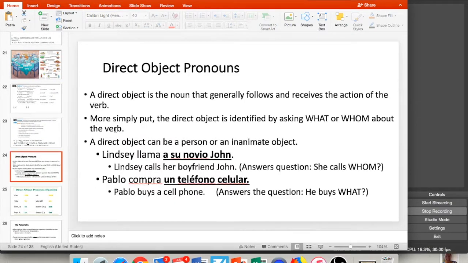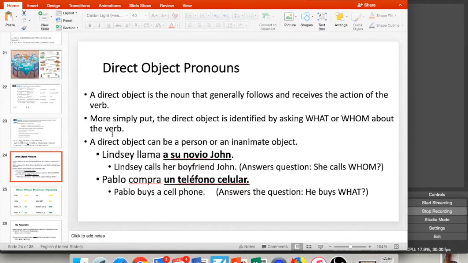What we're going to talk about next here has to do with direct object pronouns. Now, these can often be confusing for students, so I want to give you a moment just to talk about these and give you several examples. Don't stress about these guys. I'm going to give you a few different examples. So typically, a direct object is usually asking what or whom about the verb. A direct object can either be a person or an inanimate object. And usually, the direct object is the noun that follows and receives the action of the verb.